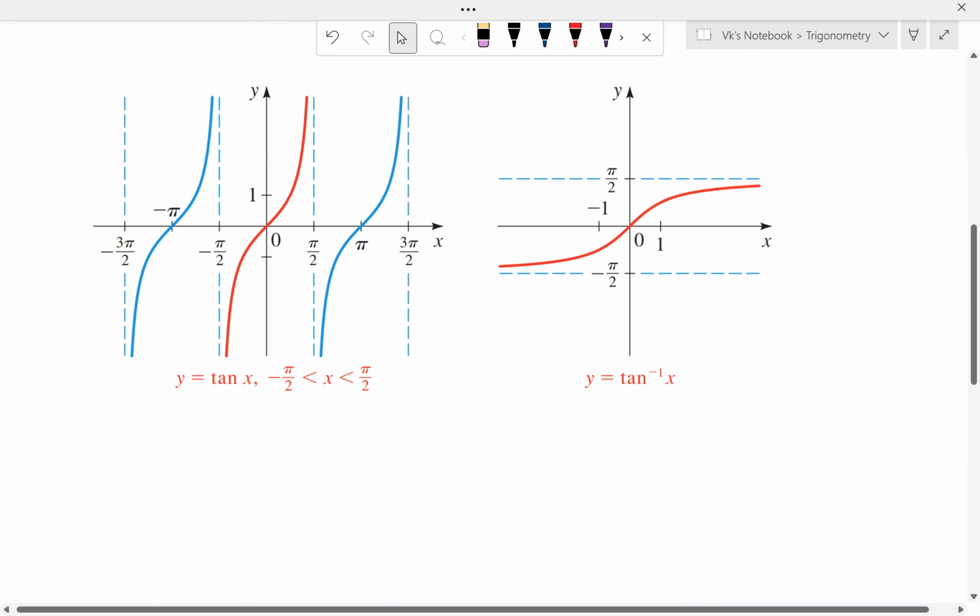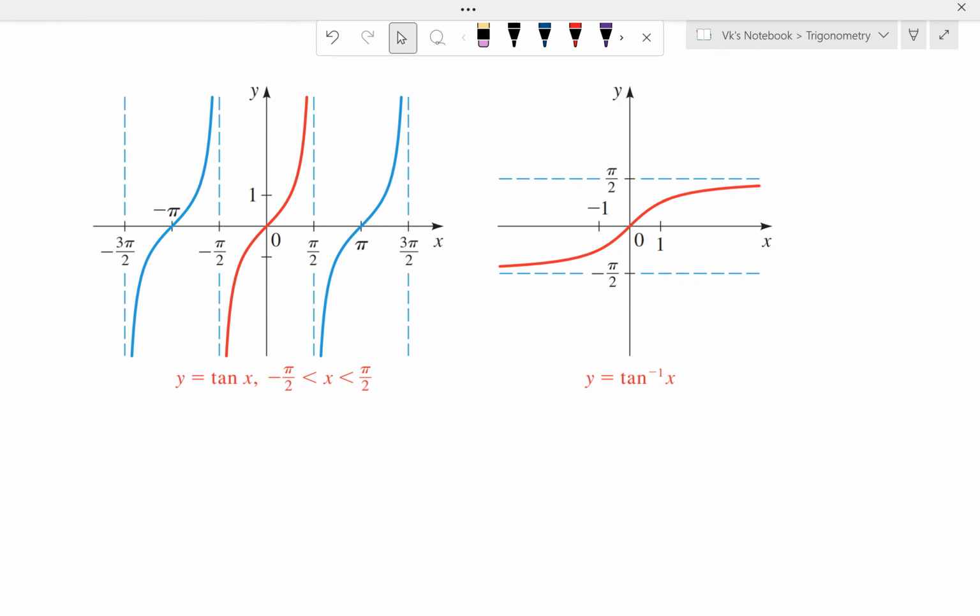For the tangent, it has many repetitions, and we only use one repetition. So if you look at the tangent for the angle between negative pi over 2 and pi over 2, well, tangent is 1 to 1. Of course, it has an inverse, and we call the inverse of tangent arc tangent. And the range of arc tangent is between negative pi over 2 and pi over 2.